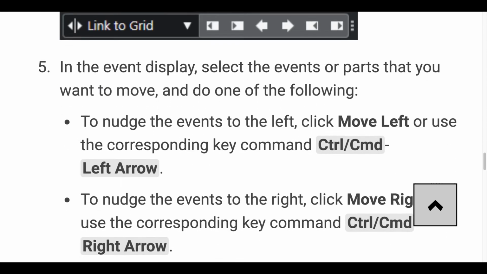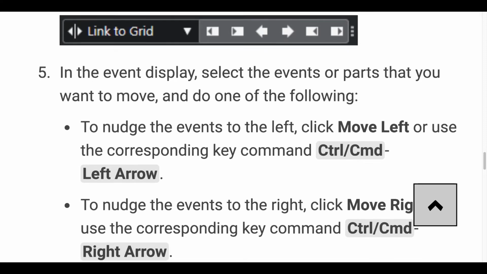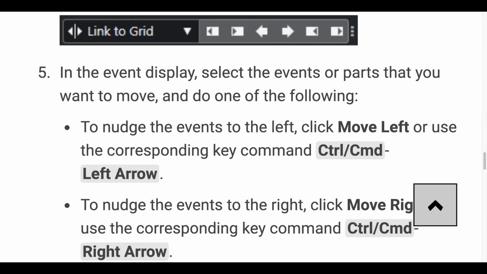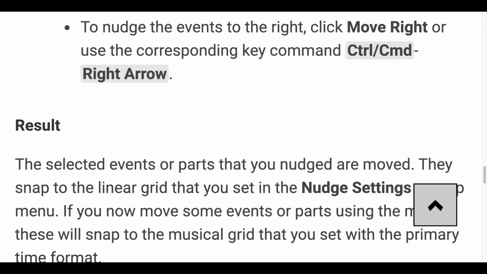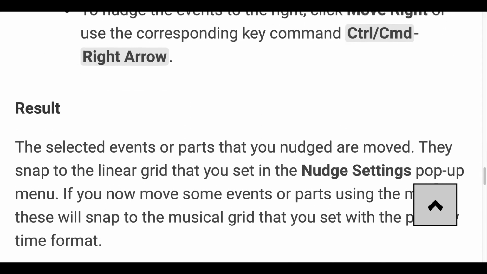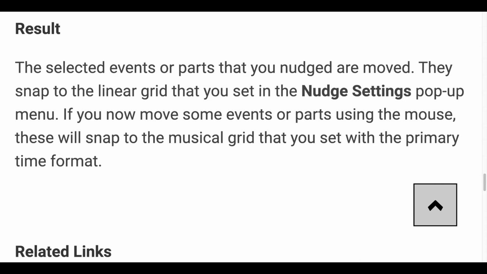Nudge buttons. In the event display, select the events or parts that you want to move and do one of the following. To nudge the events to the left, click Move Left or use the corresponding key command, Control/CMD left arrow. To nudge the events to the right, click Move Right or use the corresponding key command, Control/CMD right arrow. Result: the selected events or parts that you nudged are moved. They snap to the linear grid that you set in the nudge settings pop-up menu.